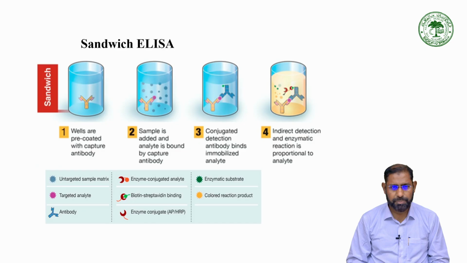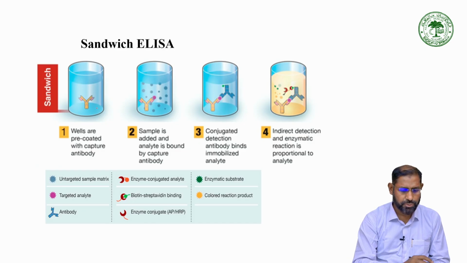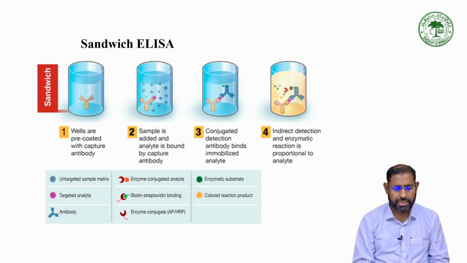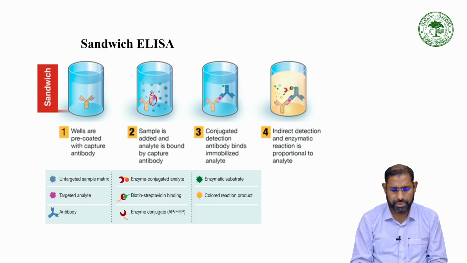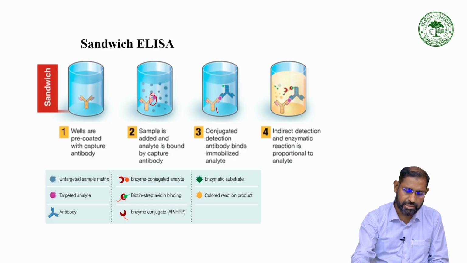Wells are pre-coated with capture antibody. This is the antibody we have already pre-coated. Now we add the sample. The sample is added and the analyte is bound to the capture antibody. Then we add the conjugated detection antibody, which binds to the immobilized analyte. So this is the immobilized analyte.